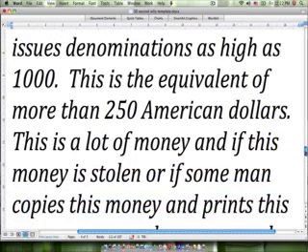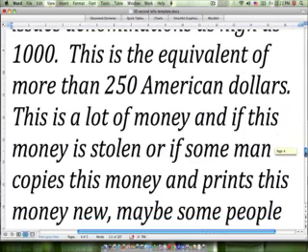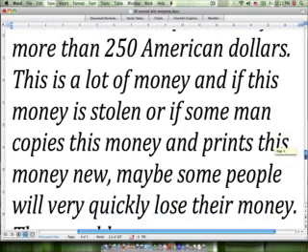Now the student's next sentence is a discussion of this example and shows us how this example makes it clear that carrying cash, carrying paper money, is less safe than carrying money as electronic funds. Now the student writes, "This is a lot of money, and if this money is stolen, or if some man copies this money and prints this money new, maybe some people will very quickly lose their money." Okay, now first thing I'm sure you've noticed is that the word money appears 4 times in this single sentence.